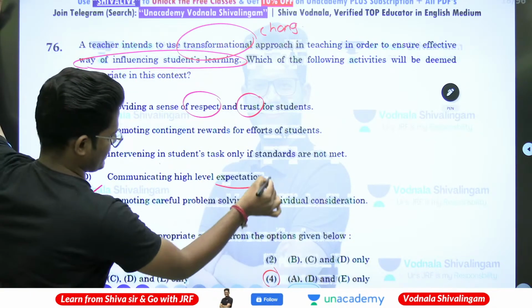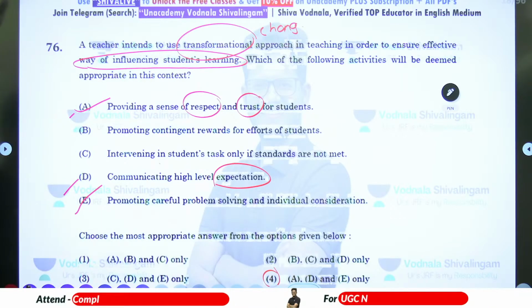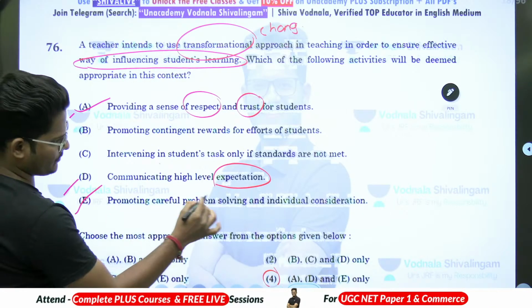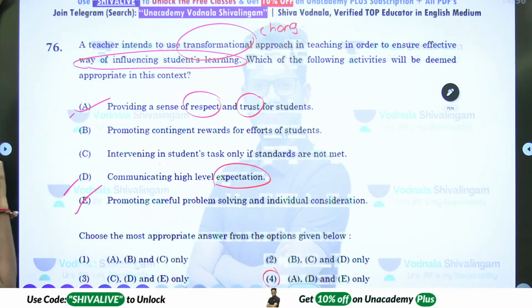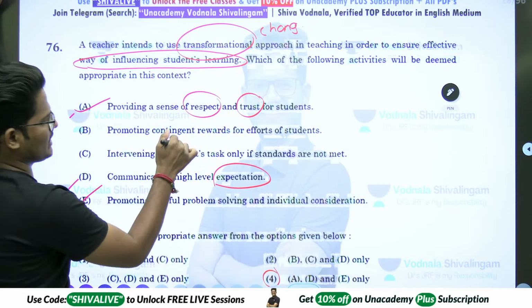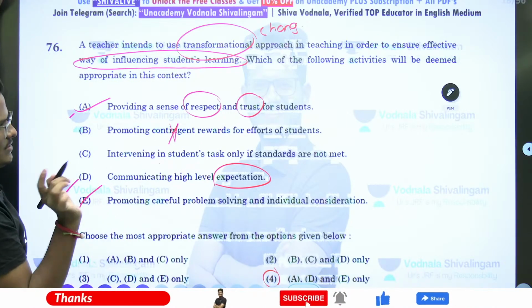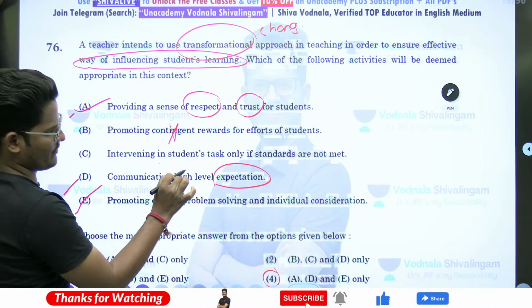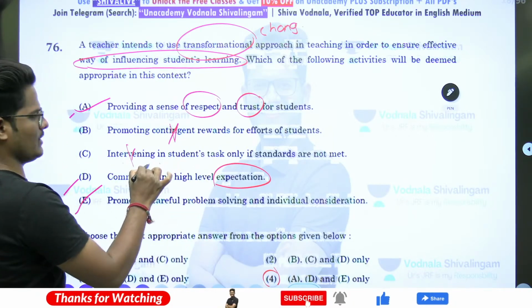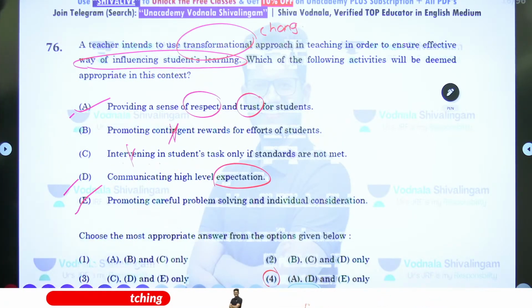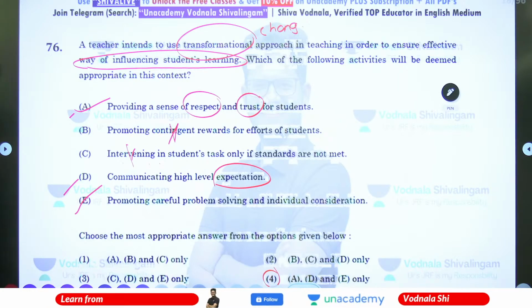High level of expectation needs to be communicated to the students. Careful problem solving and individual consideration. These are all three positive statements which are impacting on the teaching. Whereas promoting a contingent reward is wrong. Intervening in students' tasks only if the standards are not met: whenever not met, only then you are involving, it is not going to mean a lot. You have to involve all the time.